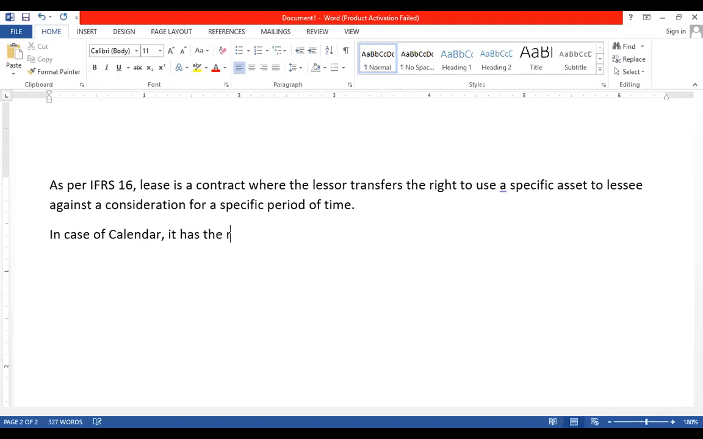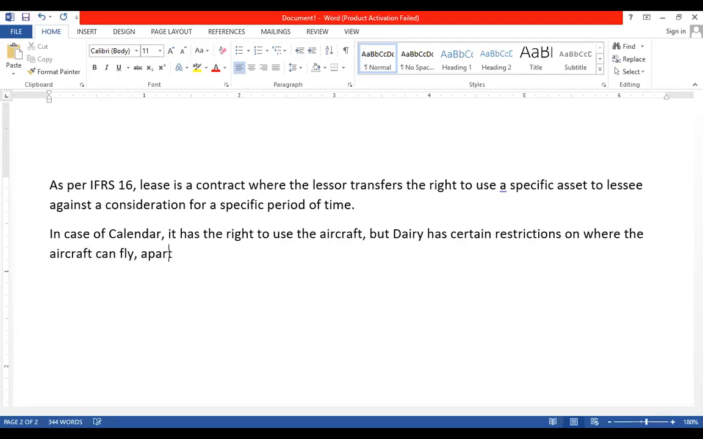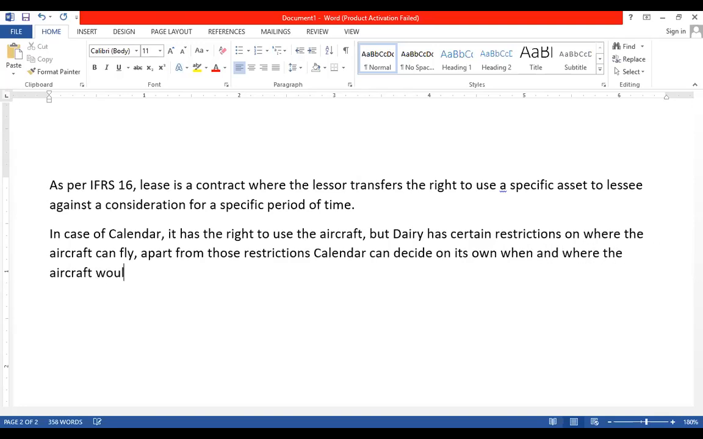In case of Calendar, it has the right to use the aircraft, but Diary has certain restrictions on where the aircraft can fly. Apart from those restrictions, Calendar can decide on its own when and where the aircraft flies. So apart from the restriction, Calendar has the right to use the asset.